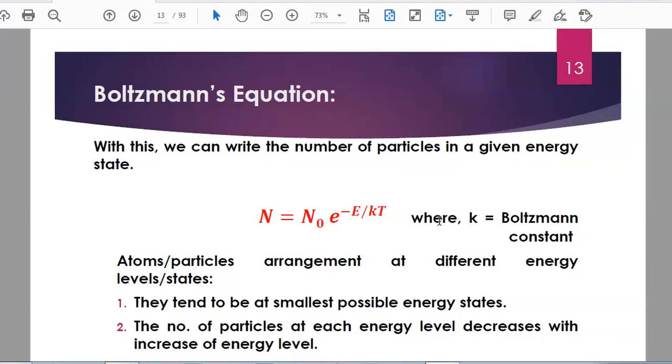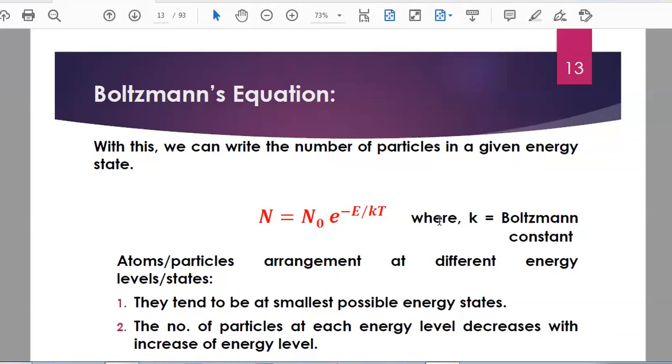If you look at the formula, it is very simple. I have highlighted it also. It is N equal to N naught e to the power minus capital E upon small k capital T. These alphabets are really very important, because the moment you change capital K or small e or something, the meaning is going to change. So look at this: N equal to N naught e to the power minus E, which is capital E, upon small k into T.